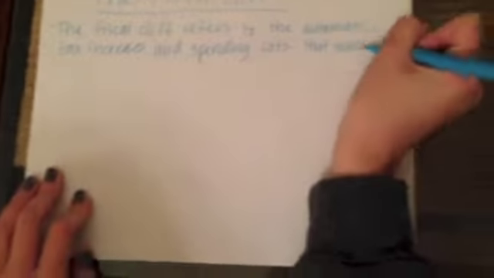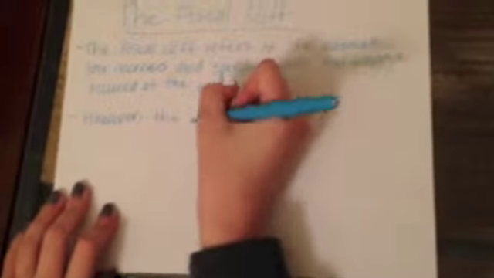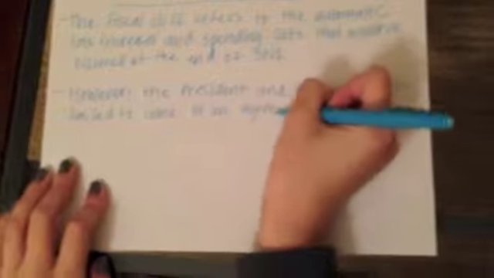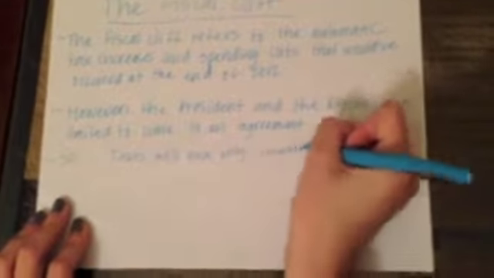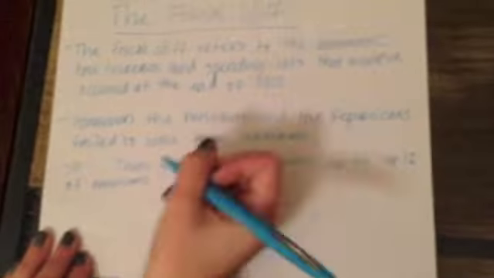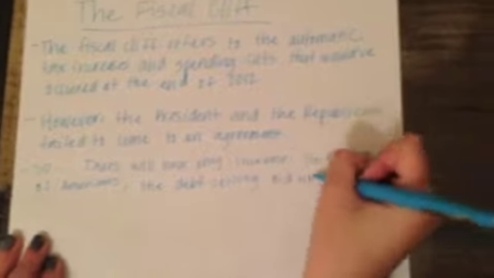The fiscal cliff. The fiscal cliff refers to the automatic tax increases and spending cuts that would have occurred at the end of 2012. However, the president and the Republicans failed to come to an agreement. So, taxes will now only increase for the top 1% of Americans. The debt ceiling did not rise, and the across-the-board automatic spending cuts have been delayed for 2 months.